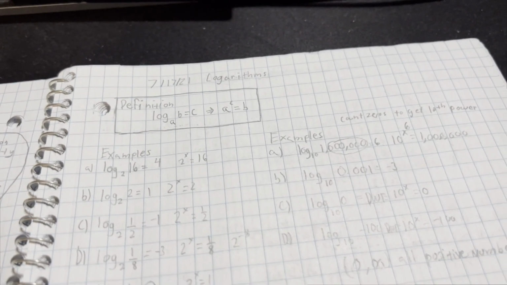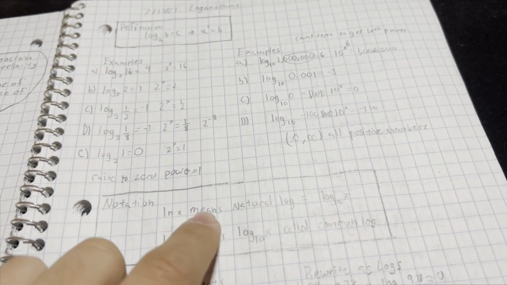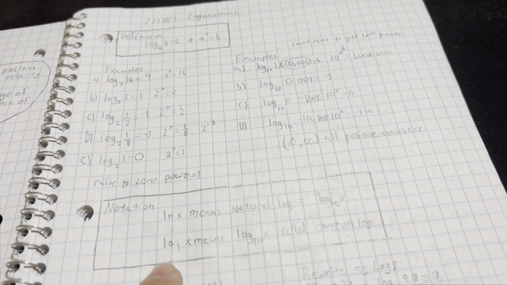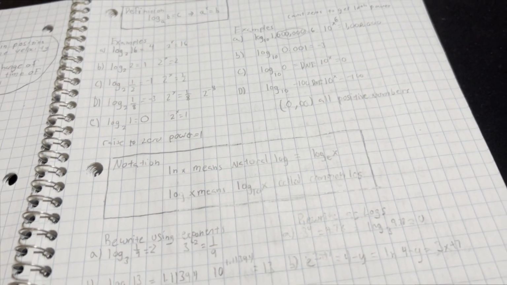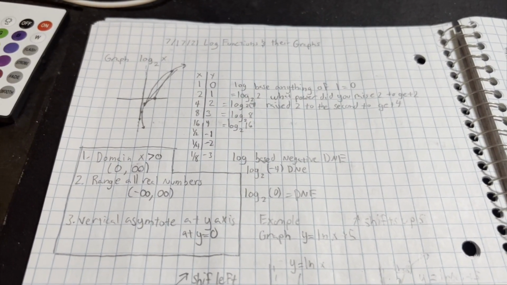Logarithms from like algebra 2. Some more review. ln x means natural log, log base e of x. Log x means base 10. It's called the common log. Man, this is fun learning all this math. Log function and its graph. Don't remember anything of that.